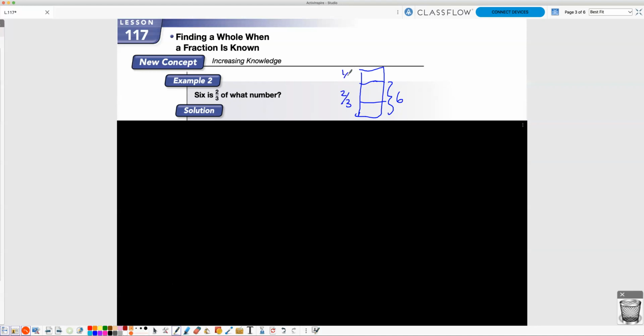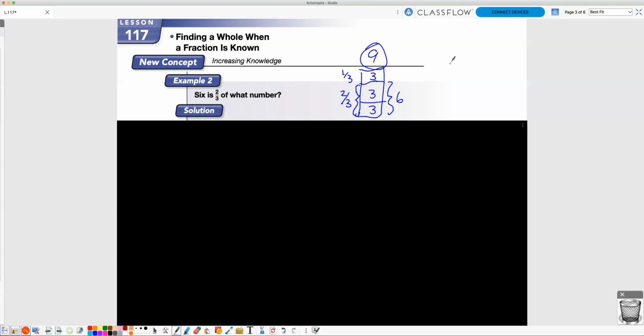This would be considered 1/3, this piece right here. This is 2/3 if I'm looking at it like this. This portion here would end up being 3. This would be 3 because they have to add up to 6. So that means this one is 3. And that means our total number is going to be 9.